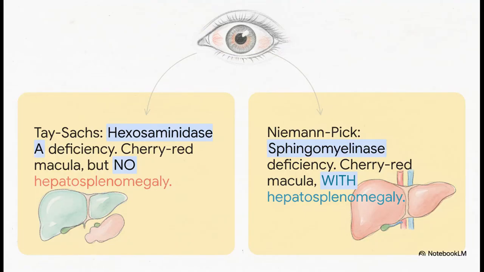Tay-Sachs and Niemann-Pick. Both are lysosomal storage diseases, both can present with developmental regression, and both can have that classic cherry red spot on the macula. So how in the world do you tell them apart? It all comes down to one thing. You look at the liver and spleen. Tay-Sachs, no hepatosplenomegaly. Niemann-Pick? Yep, there it is. That single finding is the whole game, and it's a favorite question on the exam.